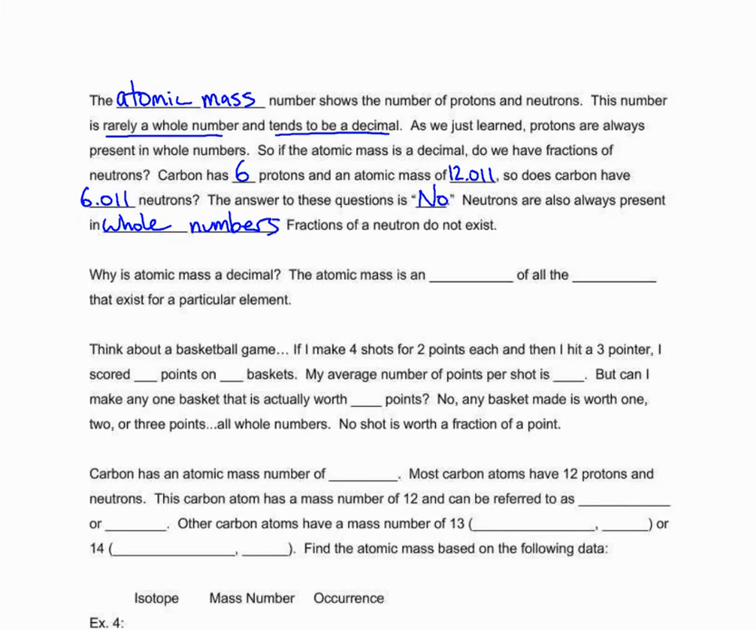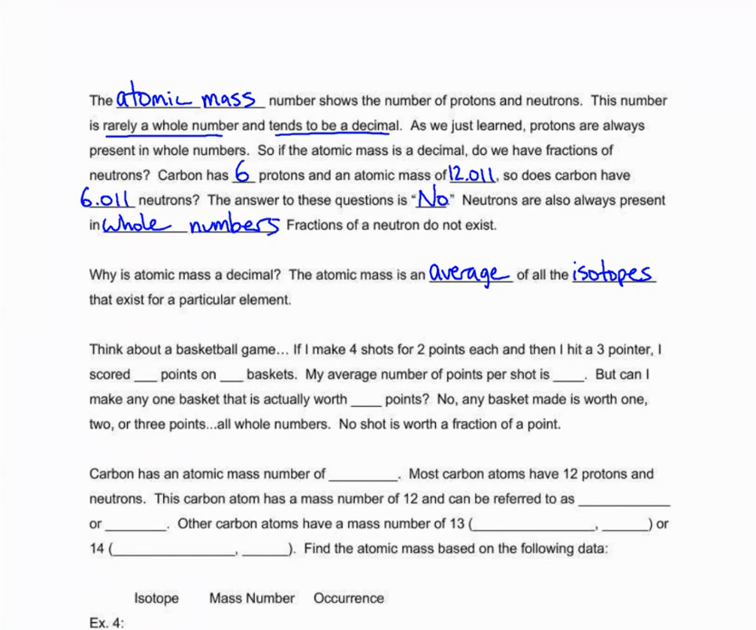So then why is it a decimal? Why is the atomic mass a decimal? Here's the reason. The atomic mass is an average. It's an average of all the isotopes that exist for a particular element. And it's not just a regular average, it is a weighted average. So all the isotopes that exist and how common is that isotope.